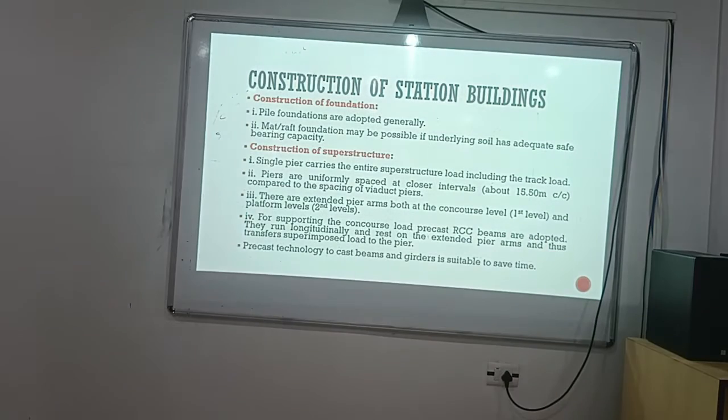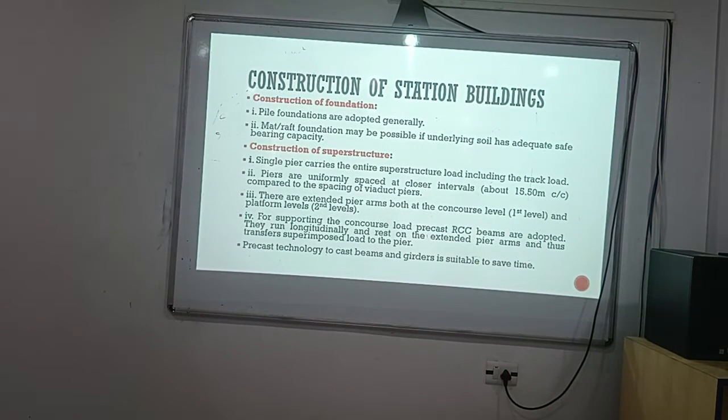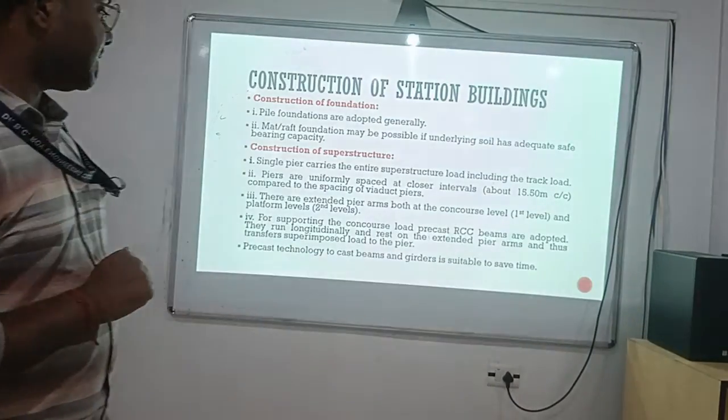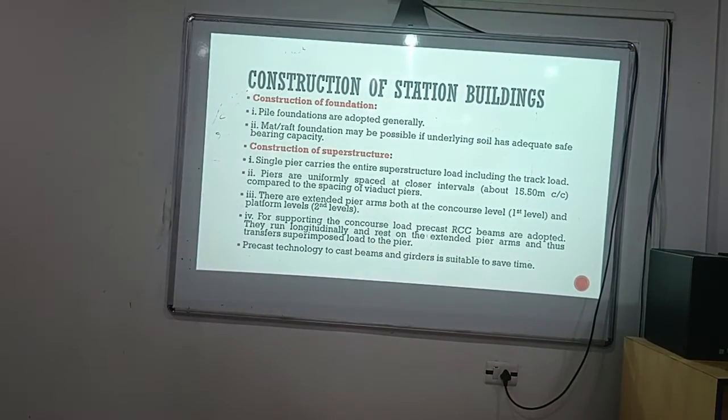There are extended pile arms both at the concourse level and platform levels. If you remember, there are three levels for the elevated kind of metro system or metro station. One is the first level, that is the ground level, the entry level.